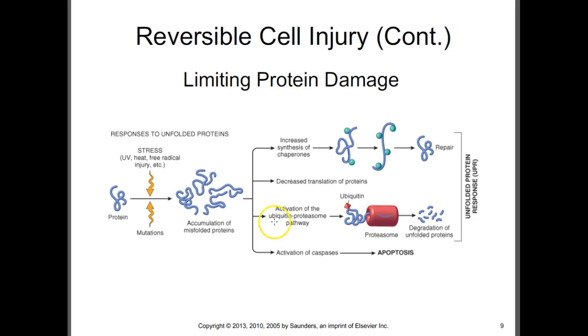So some protein damage. Ubiquitin is kind of a cool thing because it's a pathway, right? The activation of the ubiquitin proteasome pathway is actually going to break down and degrade these improperly folded or unfolded proteins. And then one last thing that can happen is if there is a particular stressor, notice heat, UV, free radical injury. Remember, UV light can damage DNA.